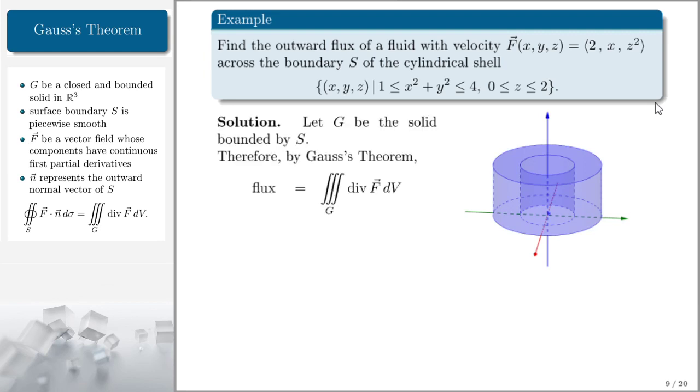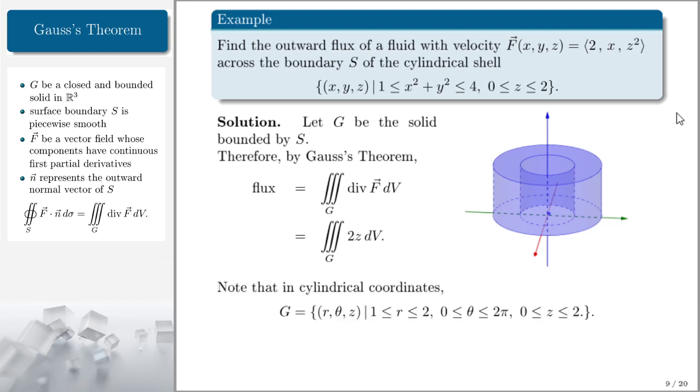By Gauss's theorem, flux is equal to the triple integral of your divergence, which is just 2z. As I've said before, we need to evaluate this triple integral. So I'll analyze whether I will be using rectangular, cylindrical, or spherical coordinates for this triple integral. Clearly, since this is best in cylindrical coordinate systems, I will use the cylindrical coordinates, noting that the solid G will just be the collection of points (r, theta, z), where r will be from 1 to 2, because the radius goes from 1 to 2.